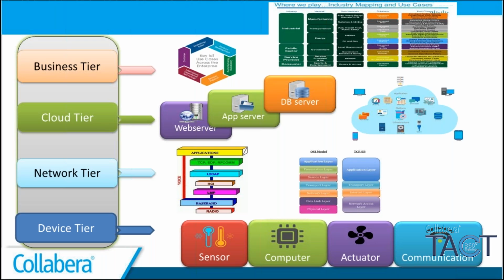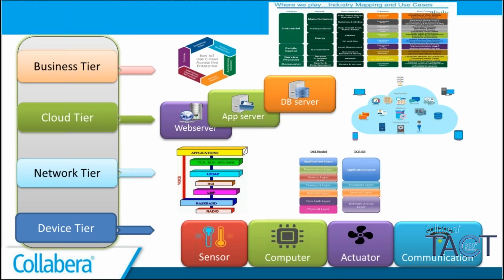The device tier are the IoT endpoints, and as I said earlier, most of the IoT endpoints share a common technical configuration. IoT endpoints are combinations of sensors, computers, actuators, and communication technologies, right? And when it comes to sensors, there are a variety of sensors: analog, digital, single-ended, or differential, with variable range of output in terms of voltage or currents.